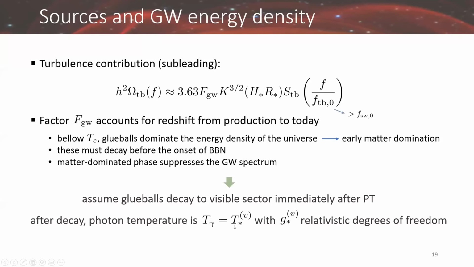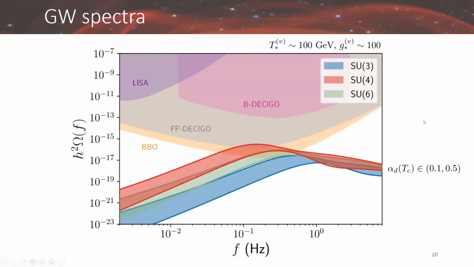And just some other parameters. After the glueballs decay, you have the temperature in the visible sector, radiation as T star V, with G star V relativistic degrees of freedom. Now, this is the resulting spectra for SU(N) gauge groups. As you see, LISA, which is the next generation search, is all the way up here. So you are many orders of magnitude below LISA. But there are more futuristic experiments such as BBO and DECIGO that are sensitive to these signals.